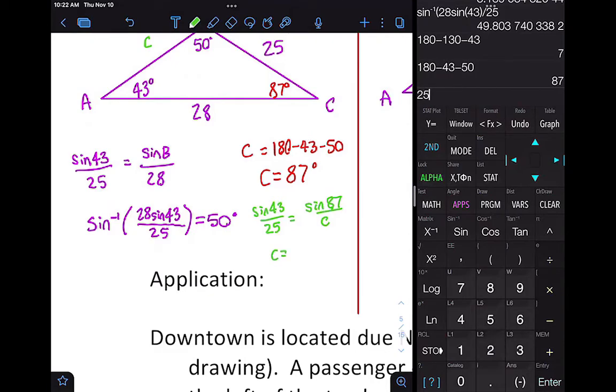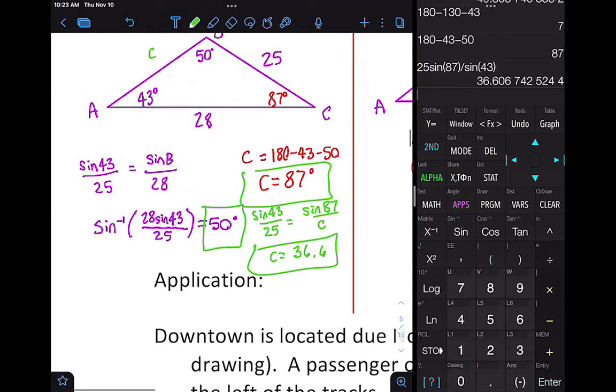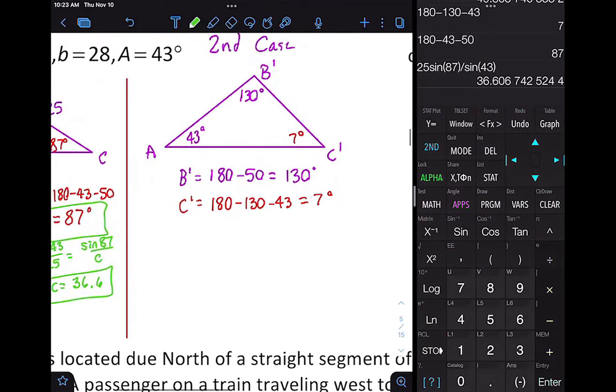This would be 25 times sine of 87, and then you would divide by sine of 43. And side C for the first case is 36.6. And those are your three missing attributes for the first case right there. Okay, now we'll do the same exact thing on the second case triangle with our C prime angle, the 7 degrees here. So let's try it out.